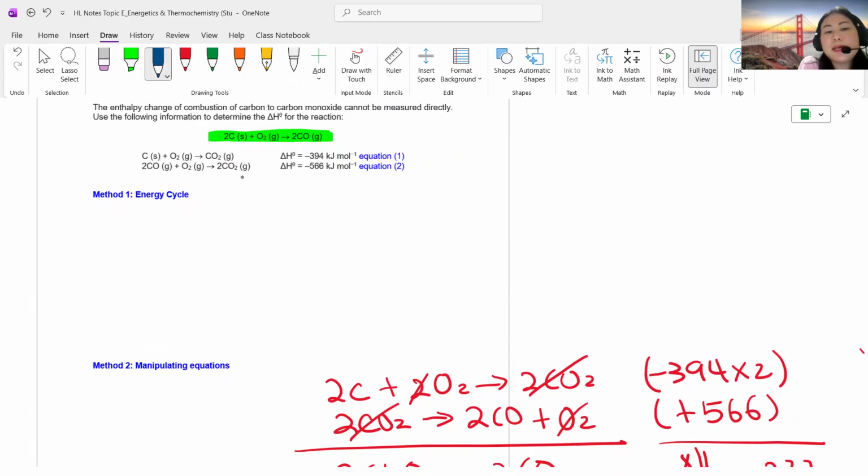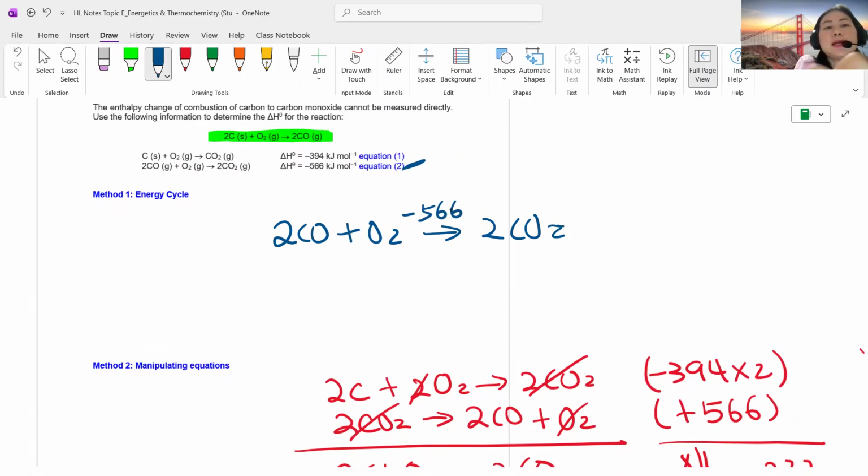But remember, just now we already have multiplied by 2 throughout. So if we want, we can keep it or we can keep the original question. So I start with equation 2. 2CO plus O2 arrow 2CO2. Value is minus 566. Okay, done.